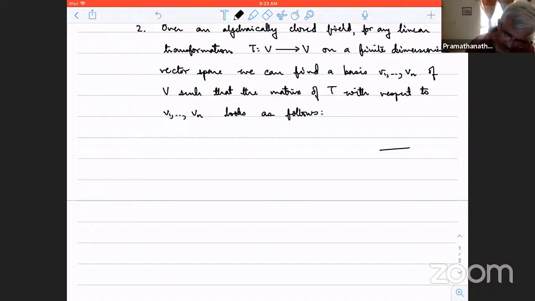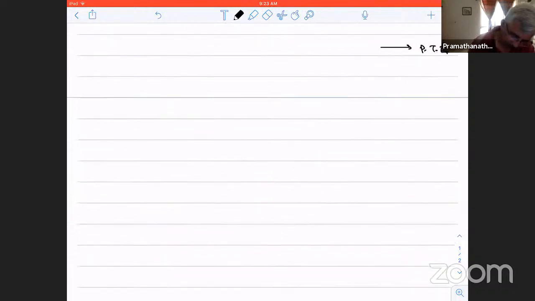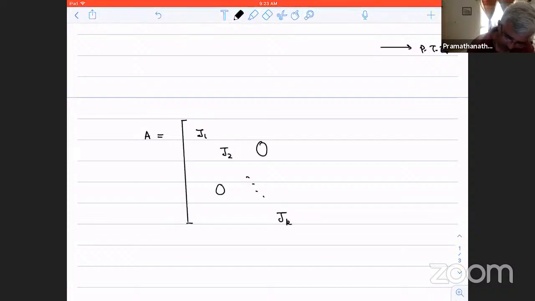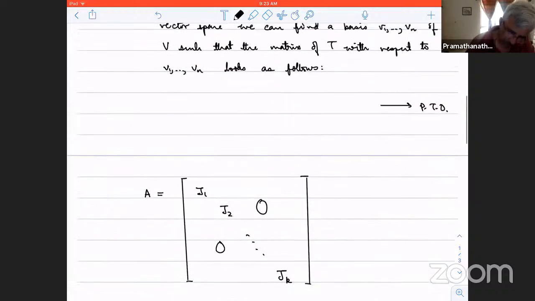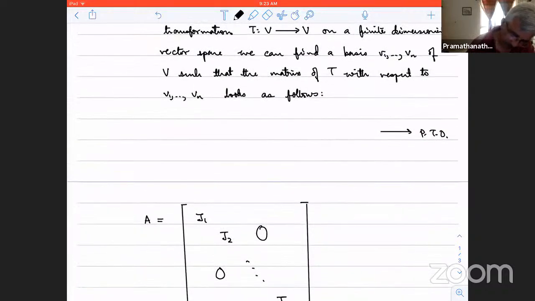Okay, so the way it will get drawn, I'll have to use the next page. So then the matrix of T will look like J1, J2, up to Jk, with 0 elsewhere. The matrix A of T.